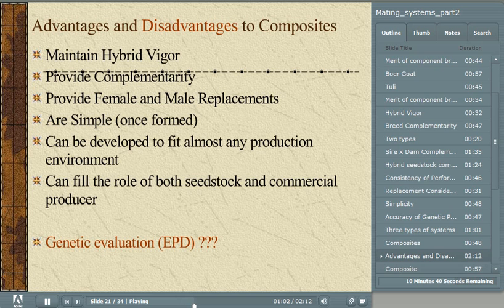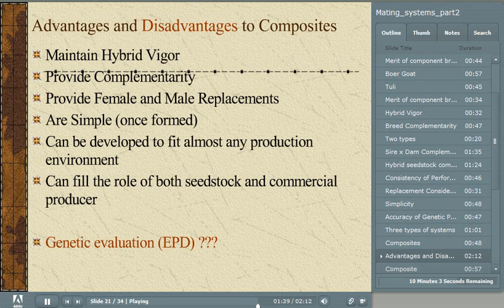Composites can be developed to fit almost any production environment, and typically we see a lot of composites that are developed to fit harsher environments, so the tropical heat, tropical humid heat index areas, that is, environments where there's a large heat challenge. We see a lot of composites developed to fit those, and we see in the western U.S. composites developed to fit the sparse forage and semi-arid rangeland environments that is typical for a lot of our western production systems.